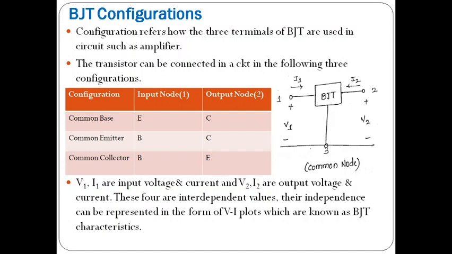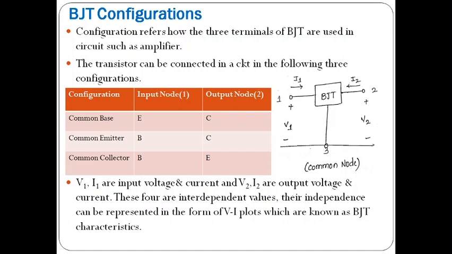So in this diagram, when you connect any one of the terminals as the common node, node 1 and node 2 look like a two-port network. The input voltage we name V1 and input current I1. Similarly, output voltage V2 and output current I2. These are the voltages and currents in the BJT configuration. These four, input current, input voltage, output current and output voltage, are interdependent values.